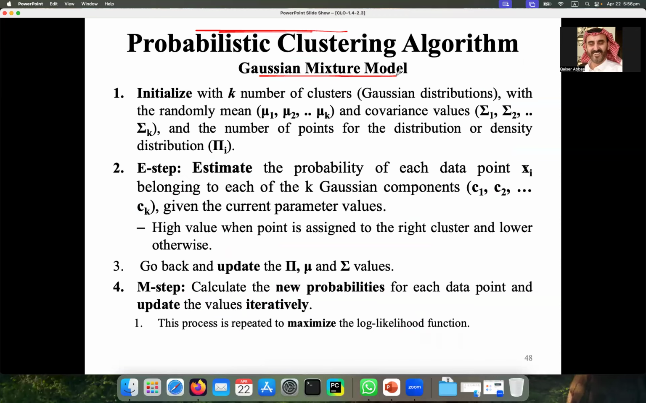Anybody? Just a simple, general answer. What is a Gaussian distribution?